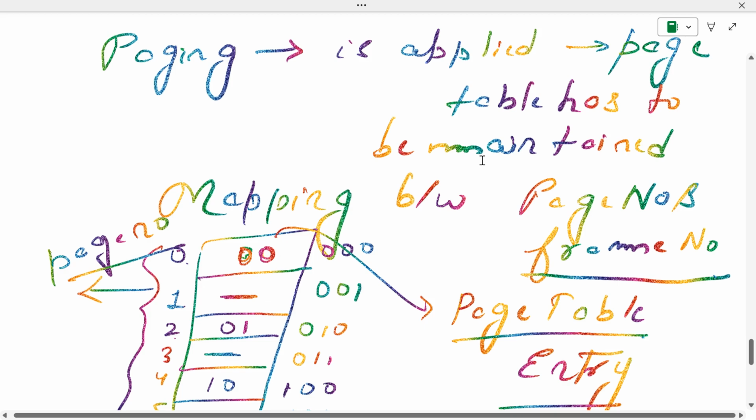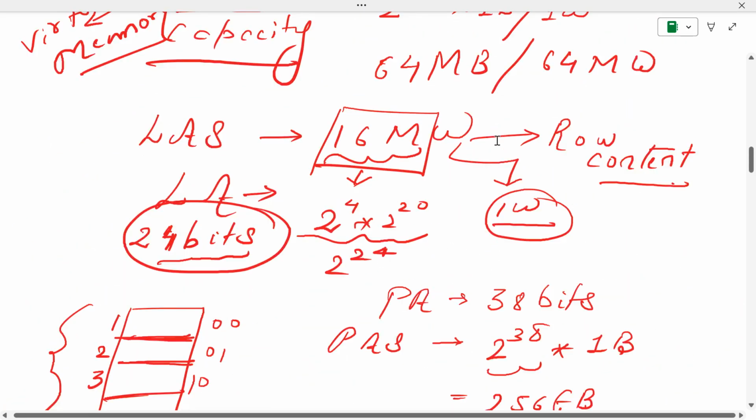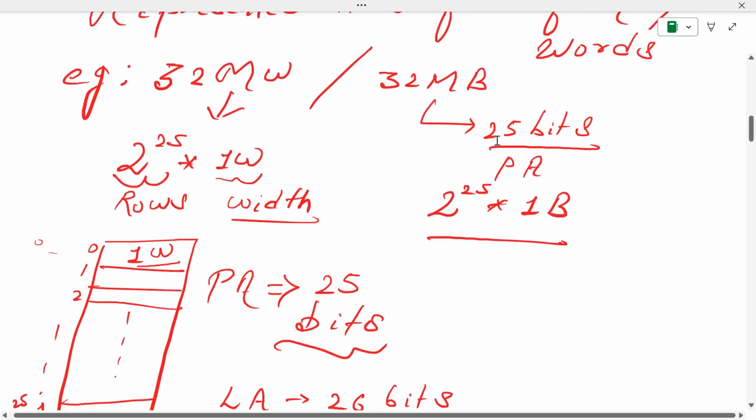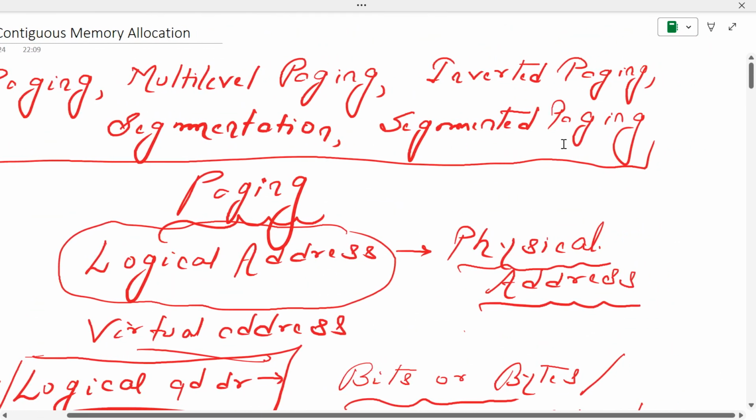We'll see more about it in detail in the next lecture: how the CPU generates the logical address and how it gets converted into a physical address with the help of the page table. This we will see in the upcoming videos.